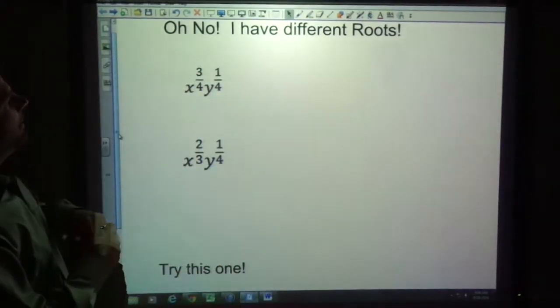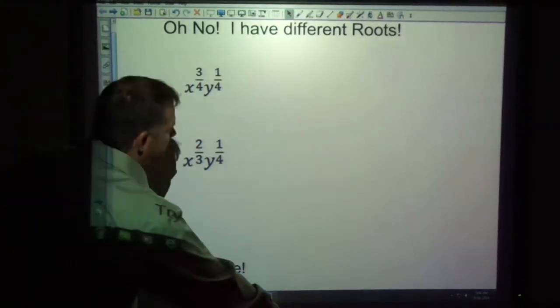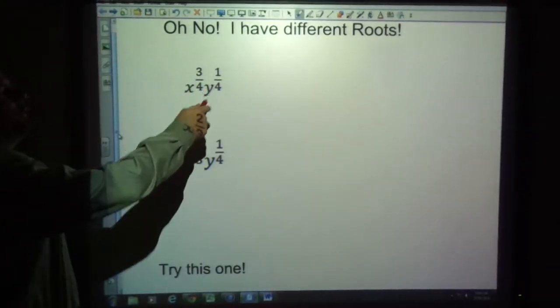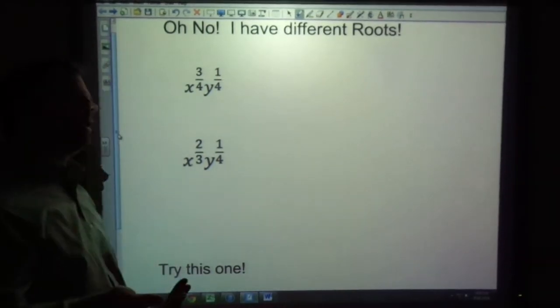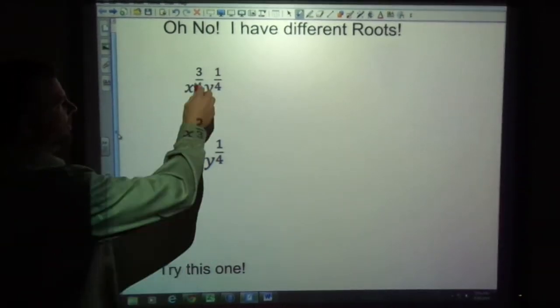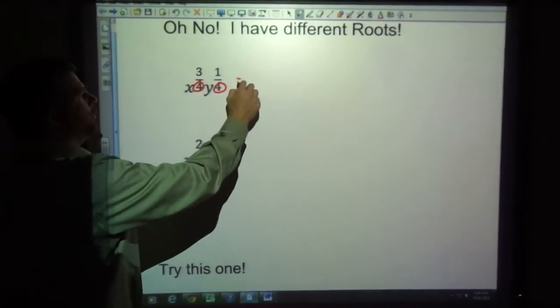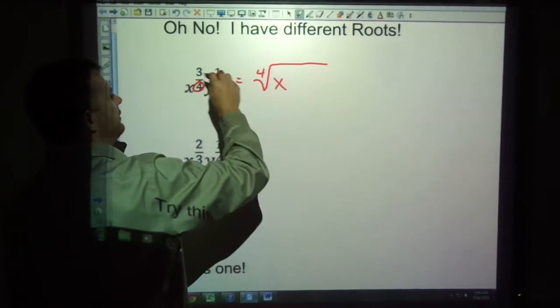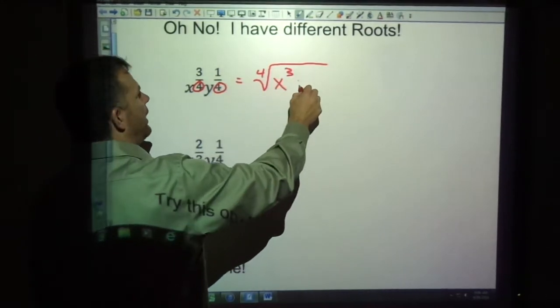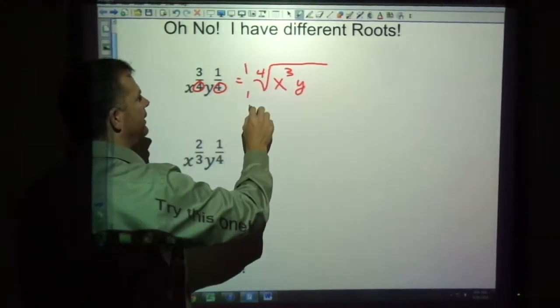Normally when we're doing problems with exponents and we come across a problem like this, x to the 3/4, y to the 1/4, if the directions are to change it into a radical, that's easy. They both have fourths, so I know my root is fourths, and I have x now to the third and y to the first. Done.